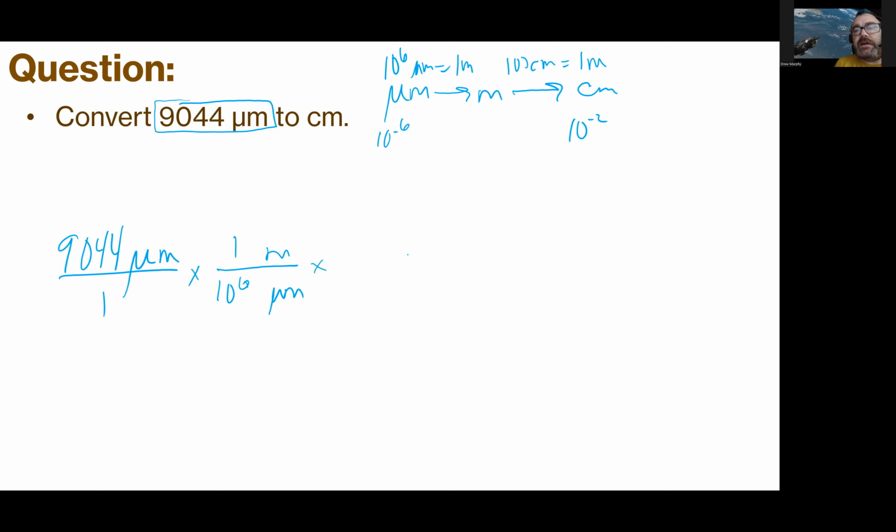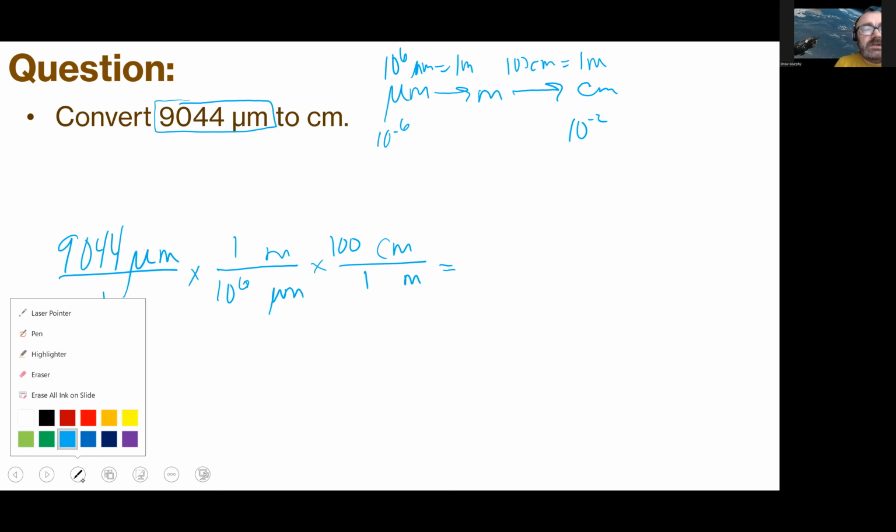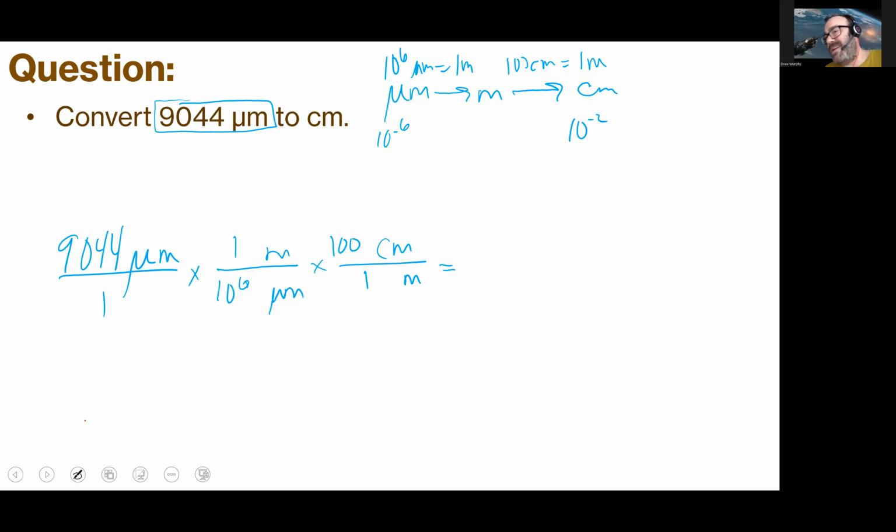We're going to do this a second time. We have meters to centimeters, so we're going to put meters on the bottom so they cancel out. That puts centimeters on the top. Our equality says there are 100 centimeters for 1 meter. So there we go. Let's look at our units. You don't have to show them canceling out for me, but I'm going to do it. Micrometers canceled, meters canceled, and we're left with centimeters, which is the answer we're looking for, so that's great.